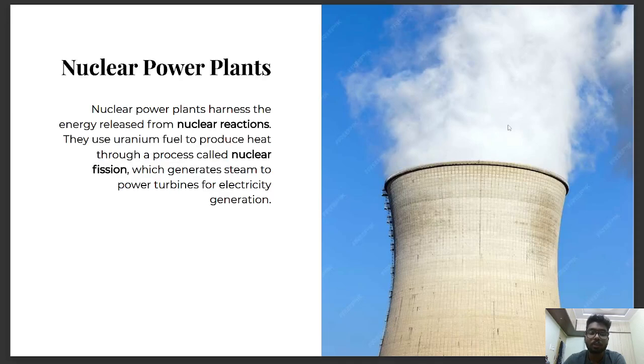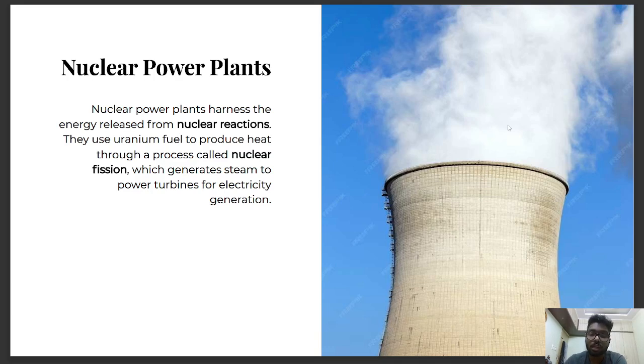Nuclear power plant. Nuclear power plant harness the energy released from nuclear reaction. They use uranium fuel to produce heat through a process called nuclear fission, which generates steam to power turbine for electricity generation. So these type of power plants use uranium as a fuel.